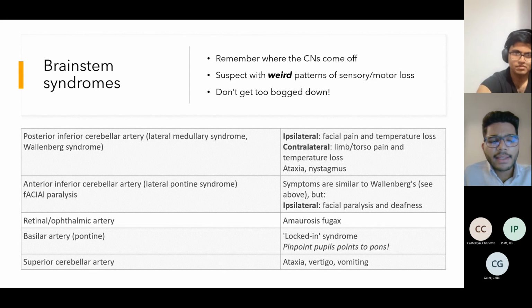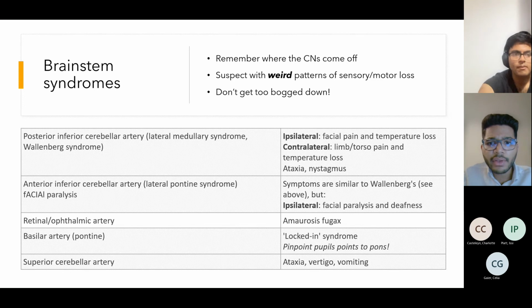But you can also get brainstem syndromes. I looked at this briefly before when I showed you the brainstem and where all of the cranial nerves come off. So I would say think of a brainstem syndrome when you've got a weird sort of pattern of sensory and motor loss. So if you've got sensory loss to half of the face and then motor loss to the contralateral side of the body, you've got something weird like that going on, then definitely think of a brainstem syndrome.